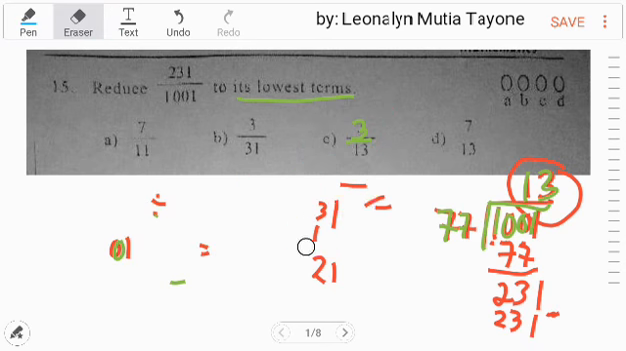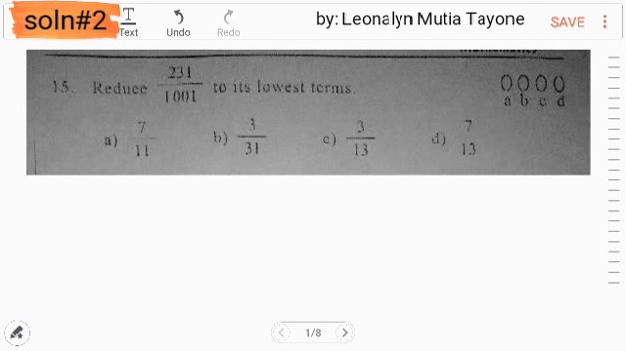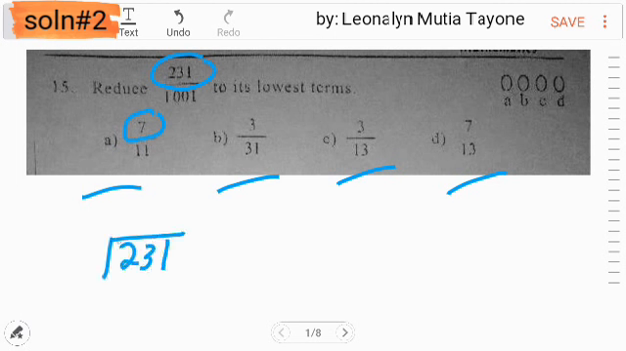Now, let's do solution number 2. Kung sakaling medyo magulo yan, doon ka sa solution number 2. Sa exam naman ay mayroon siyang mga choices. Doon ka titingin. Can 231 be divided by 7? Isa-isahin natin para klaro lang. Divide natin ng 7. This is 3, 21, 21. Ooh, can be divided by 7.